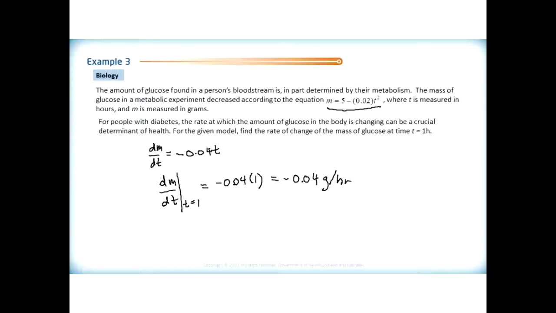So what does that tell us? Well, it says that during this metabolic experiment, the mass of glucose in the person's bloodstream is decreasing by 0.04. It's decreasing because this is negative, of course, by 0.04 grams every hour. Now, that rate of change might shift around a little bit as time passes, but instantaneously, at exactly 1 hour after the experiment began, that's the situation that we're facing.